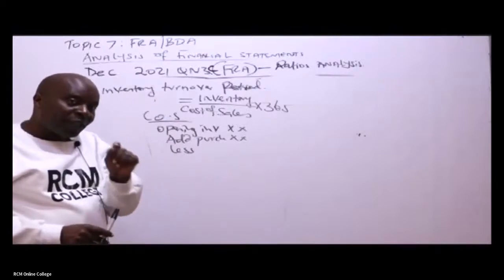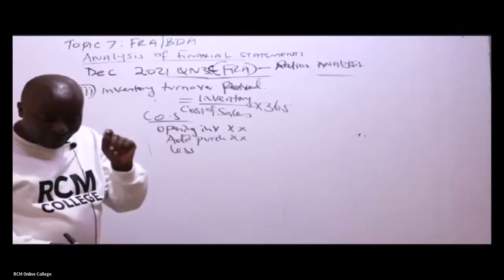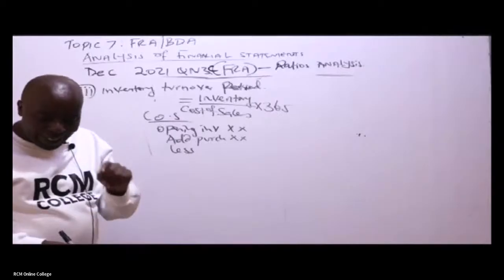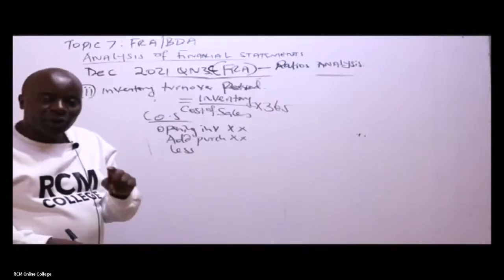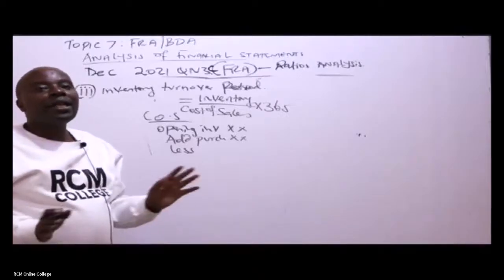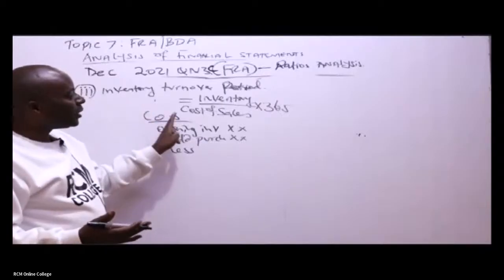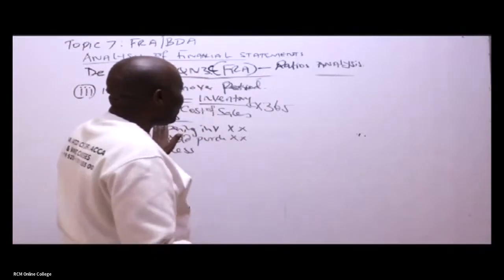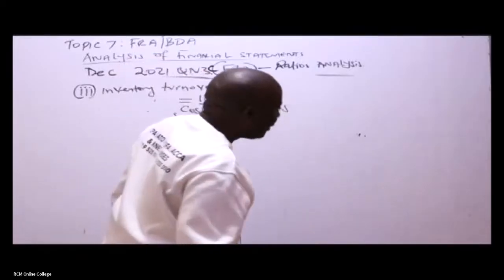But in this particular question, they want us to analyze and interpret the performance and the efficiency of the company for the 2 years ended 30th April 2020 and 2021. So we are looking at these years in isolation. In isolation, so don't average anything here. So come and give us these figures.